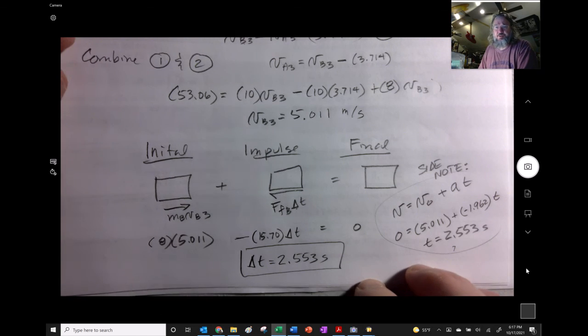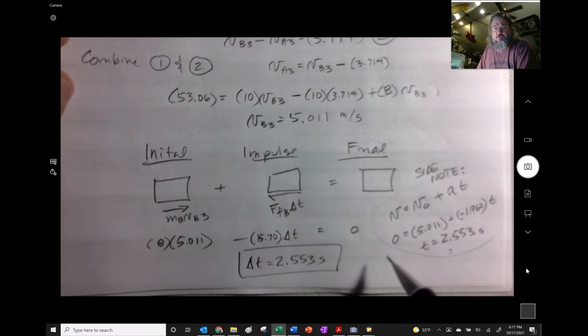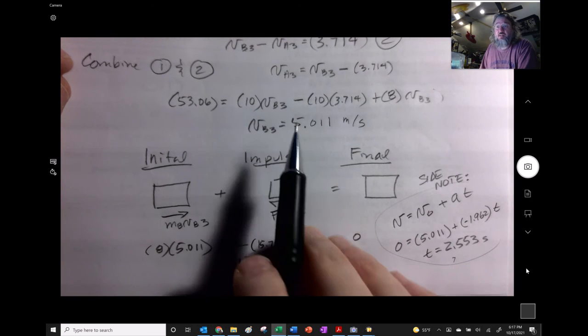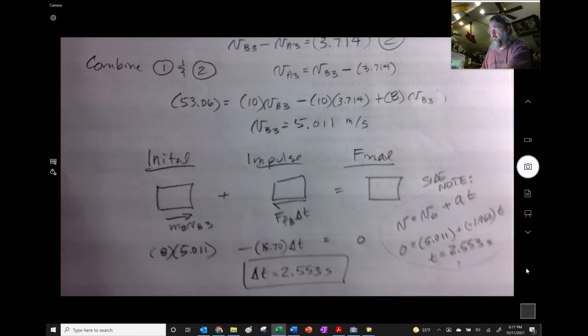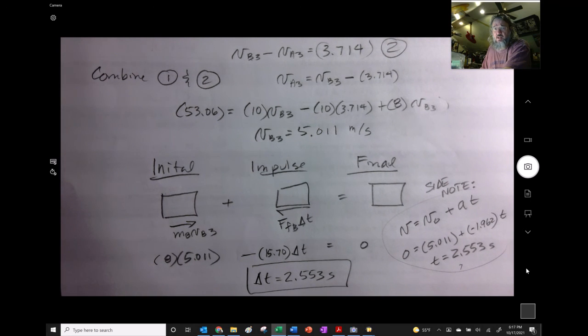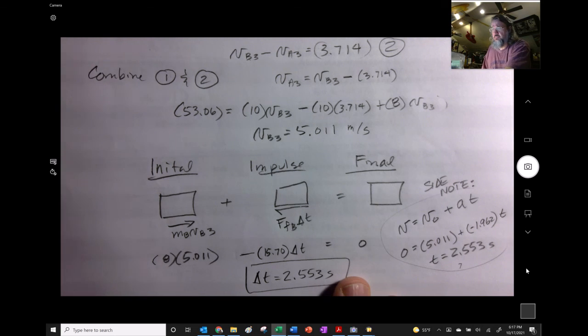So hopefully, looking at this video, you'll be able to see, oh, I could have done that. This admittedly is a very long problem. This last one, there could have been some shortcuts that you could have taken to really streamline it. But this is what I was looking for in particle kinetics.